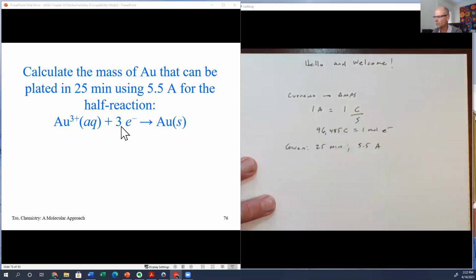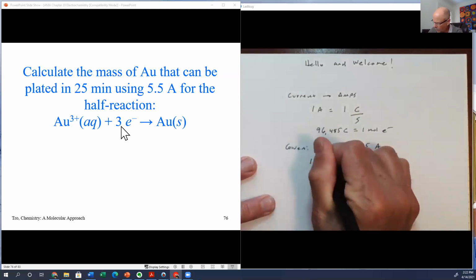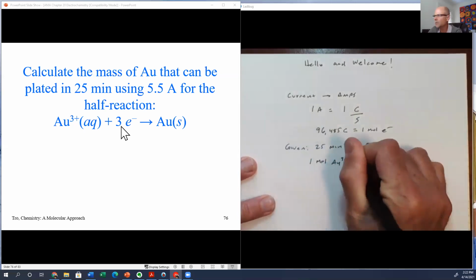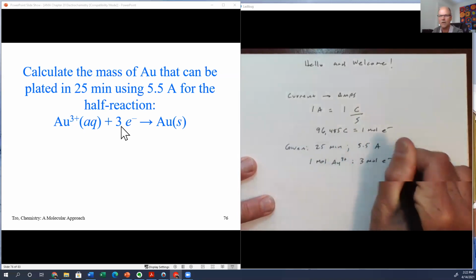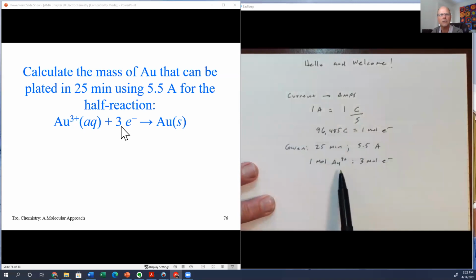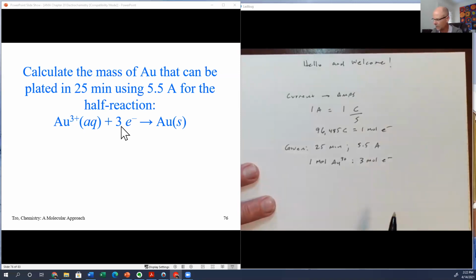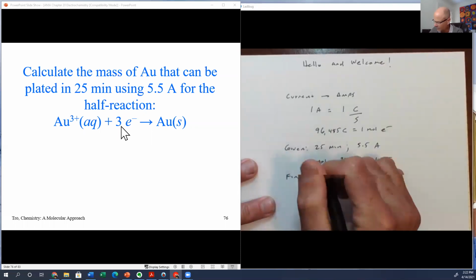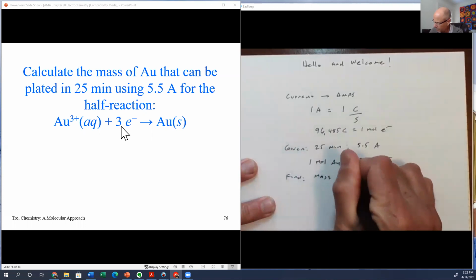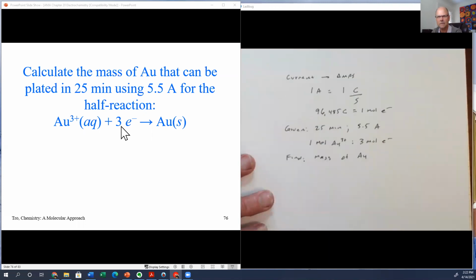And you're given this half reaction, which tells you that 1 mole of Au3+ is proportional to 3 moles of electrons. This is a stoichiometric relationship between the moles of electrons and the moles of gold, just like other stoichiometry we've done in this class, except we're figuring out how many moles of electrons. So we're given 25 minutes at 5.5 amps, and we want to find the mass of gold that's plated.